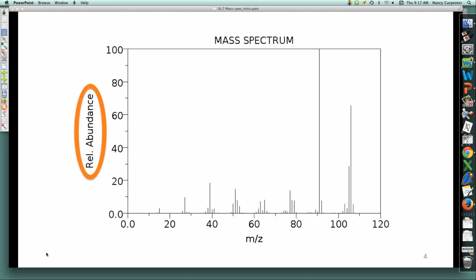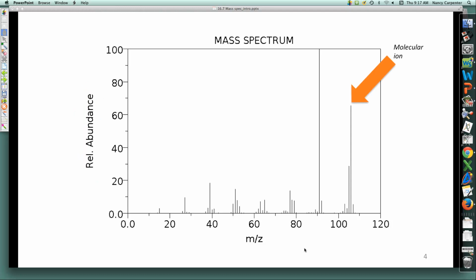Alright, what about the y-axis? Well, that is how much, relatively speaking, of each of these pieces amounts to in your sample. So it blows apart into pieces, but some pieces are more prevalent than others. For example, this piece at 91, there's quite a bit of it. In fact, it's the most formed. We'll see that that has a special name. So the relative abundance is on the y-axis.